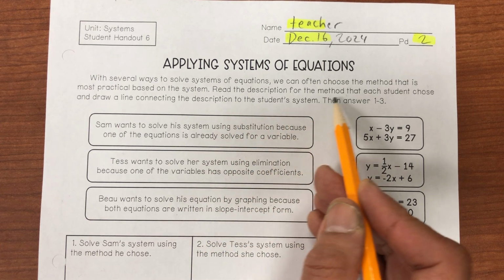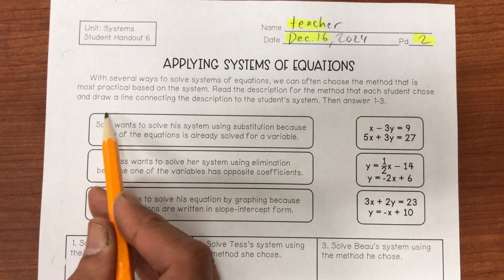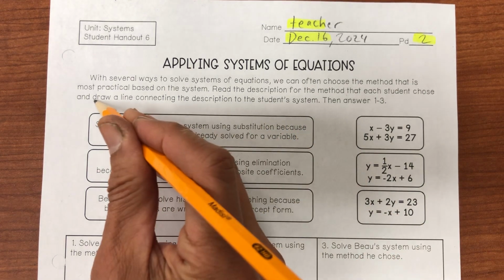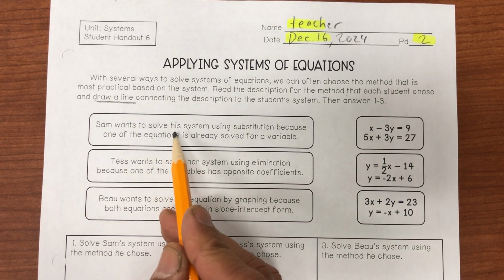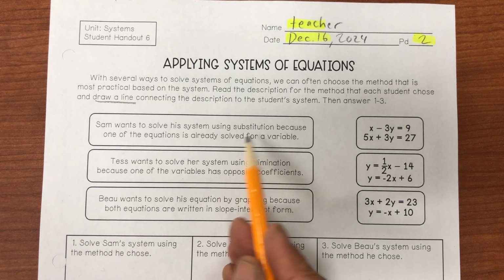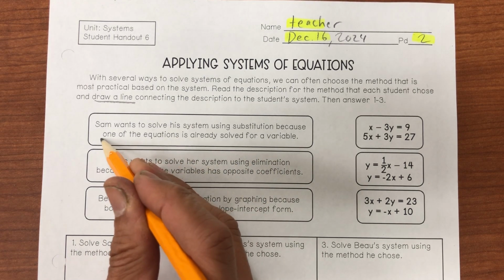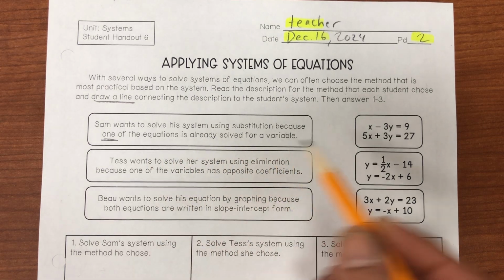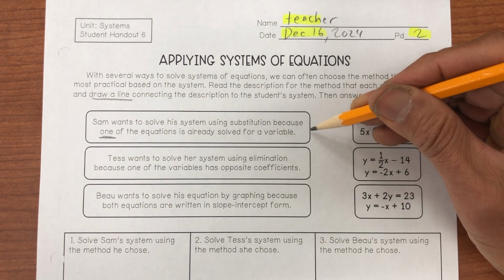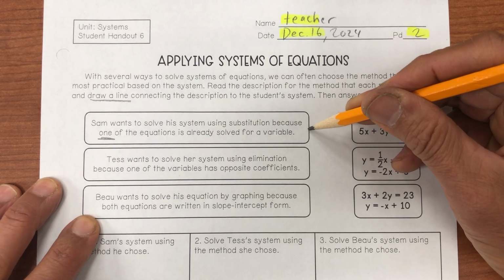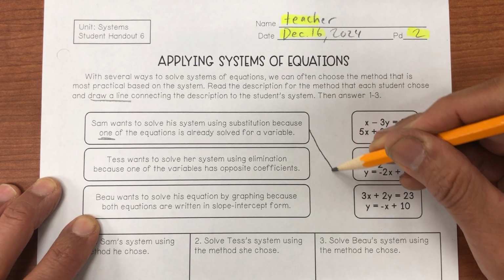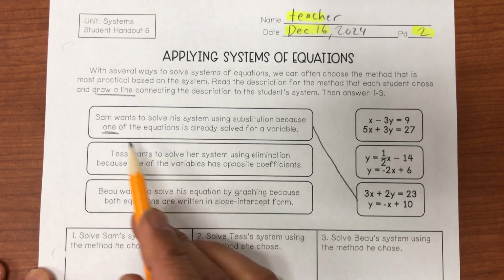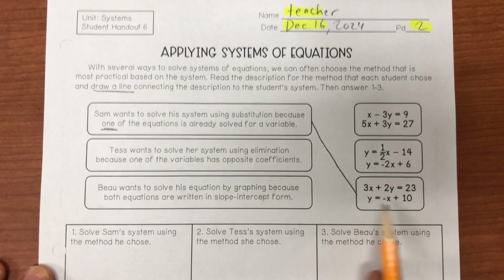Read the description for the method that each student chose and draw a line connecting the description to the student's system. Sam wants to solve his system using substitution because one of the equations, that's the key word, one of the equations is already solved for a variable. So if there's one that's already solved for a variable, this one right here, we have one equation written in slope-intercept form. So that matches Sam's description using substitution.